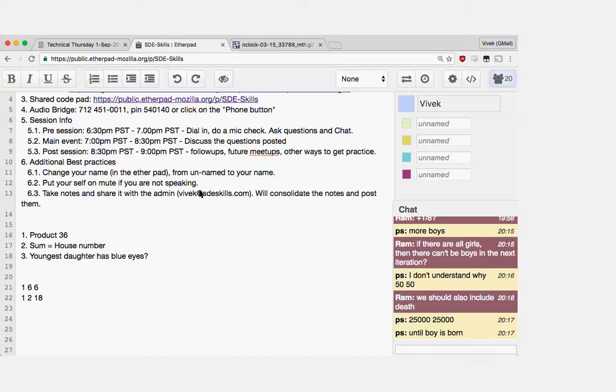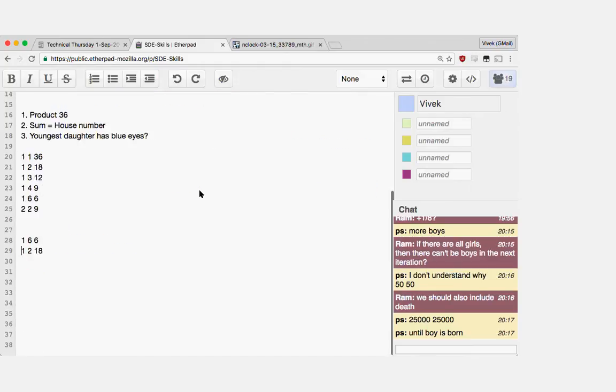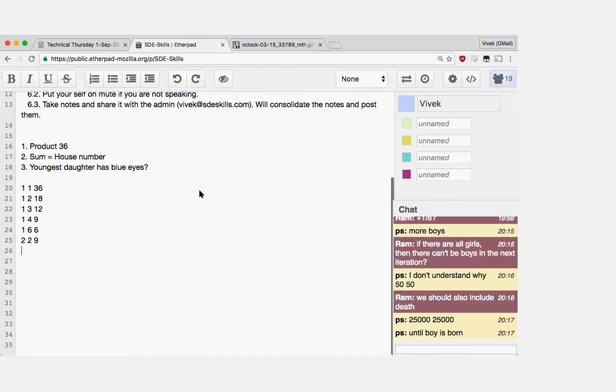Let's go one step at a time. Since the product is 36, what are the possible ages? It could be 1, 1, 36. It could be 1, 2, 18. It could be 1, 3, 12. 1, 4, 9. 1, 6, 6. And there's more: 2, 2, 9. 2, 1 is not possible.